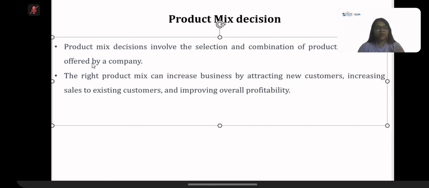PV ratio is P stands for profit, V stands for volume. Profit volume ratio. Next session, we are also going to do with some MCQs, multiple choice question. Okay. Clear, everybody? Any more doubts? Yes, everything is done, Muskan.